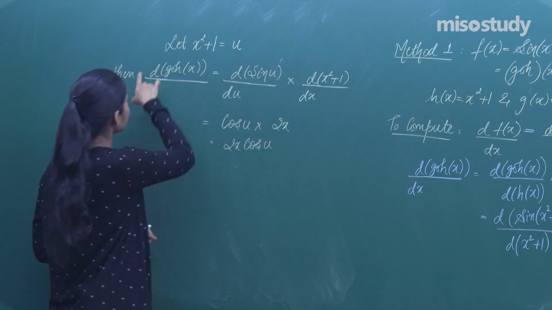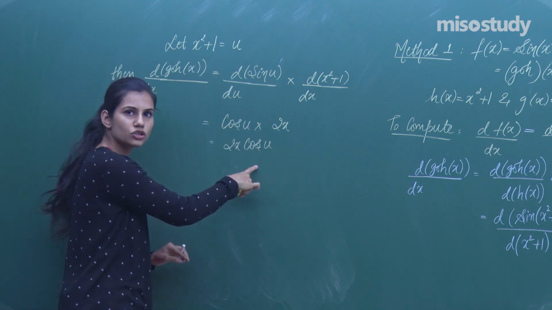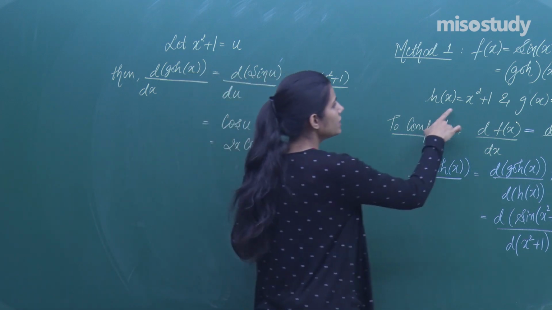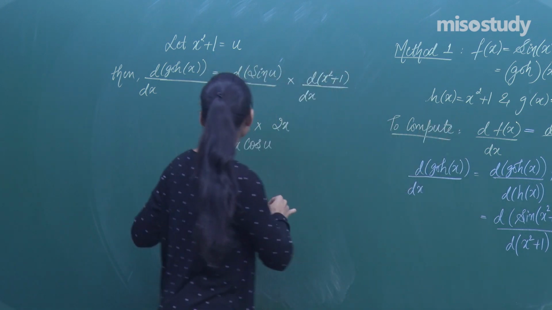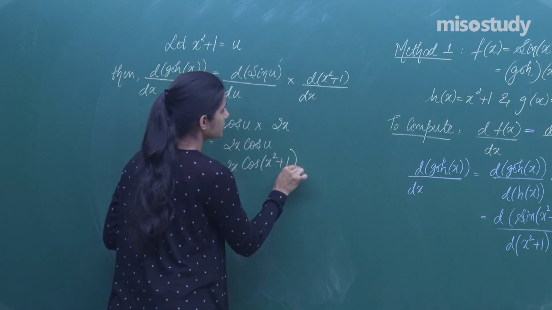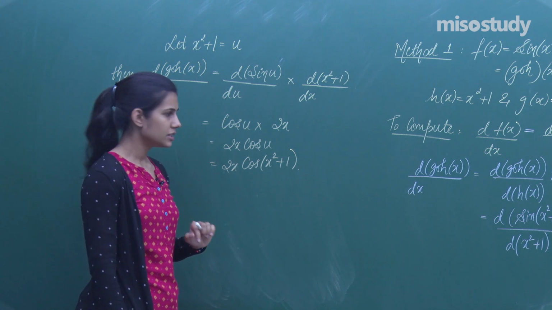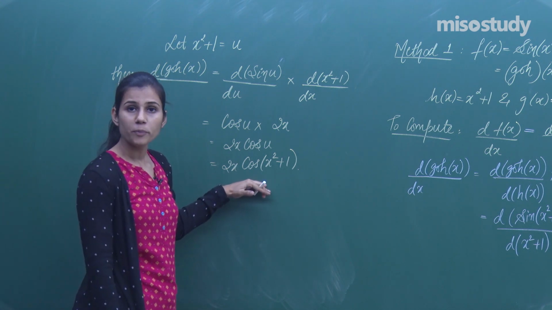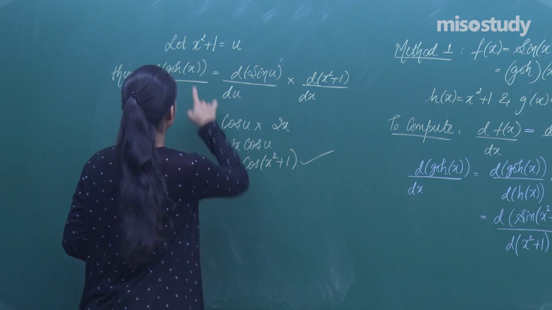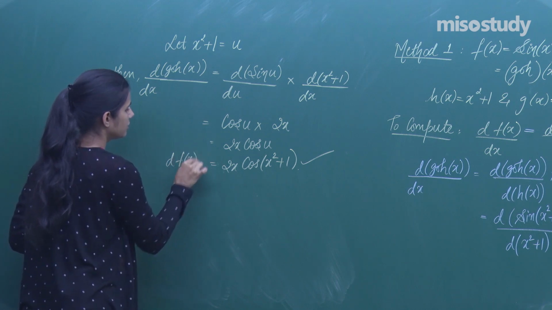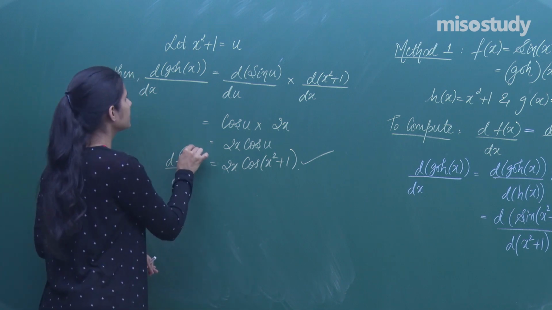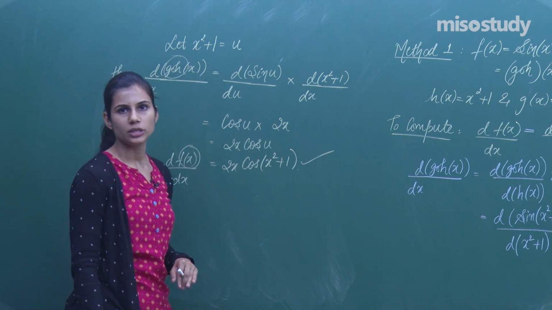But obviously the differentiation of a function of x is again a function of x. So replace u by what it is in terms of x. So u is x square plus 1, 2x cos of x square plus 1. Understood? This is one way of obtaining the differentiation of a function written as composition of two functions. So that's done. This is nothing but d by dx of f of x. I am applying chain rule over here because f is written as composition of two already differentiable functions.